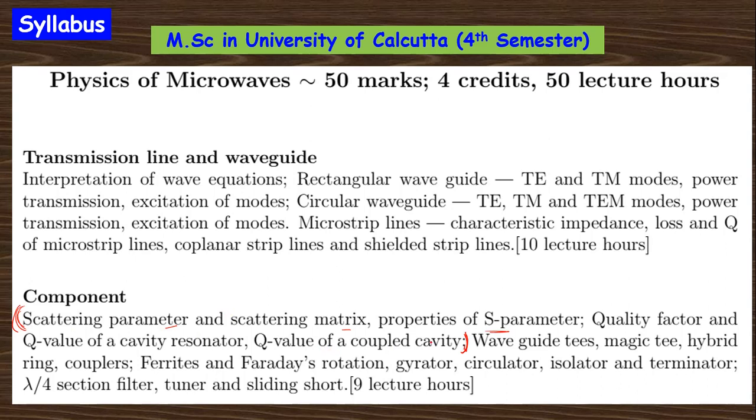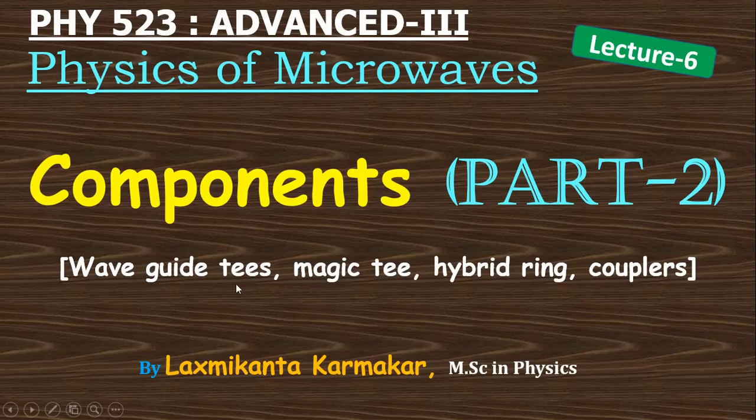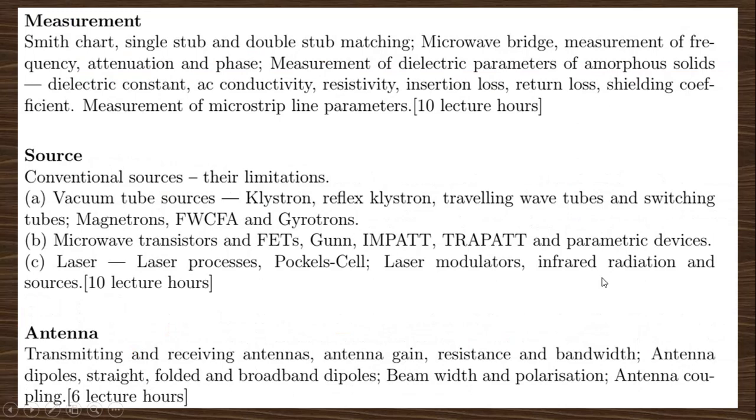In this lecture we want to discuss the waveguide tee, magic tee, hybrid ring and couplers. These are the linear elements of the microwave transmission line. We want to discuss this portion in this video. Okay, waveguide tee, magic tee, hybrid ring and couplers, right?